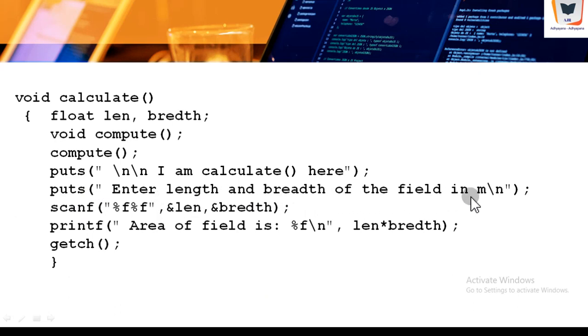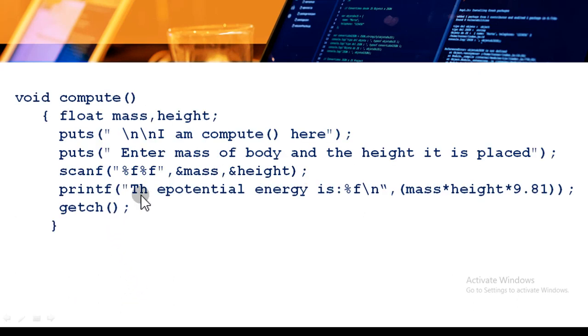I am calculate here. Enter length and breadth of the field in meters. That is an agricultural field, let us say. Area of the field is length into breadth. Okay. Now, first of all, this is executed because it appears in the beginning, the calling function. So control will be passed over here, passed to compute. Compute will get executed.